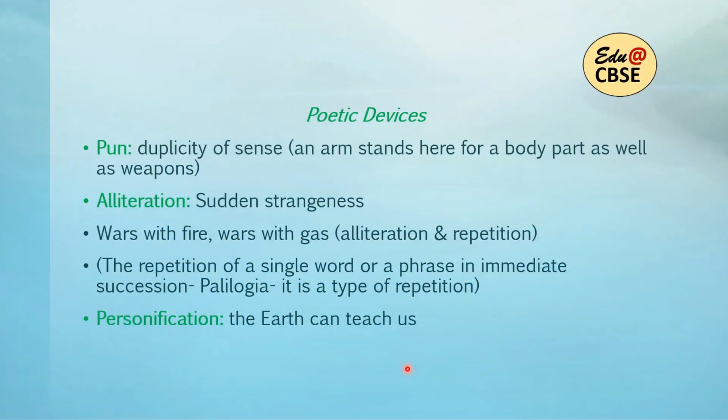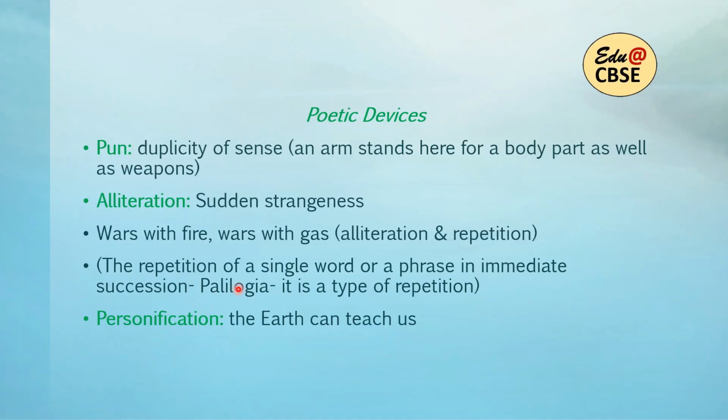So the literary devices. Pun. I told you about pun while we were doing the explanation. It is duplicity of sense, and arm stands here for the body part as well as for weapons. Then alliteration: sudden strangeness, the s sound here is alliterating. Then wars with fire, wars with gas. So the war sound is alliterating. Now this is also alliteration and repetition.